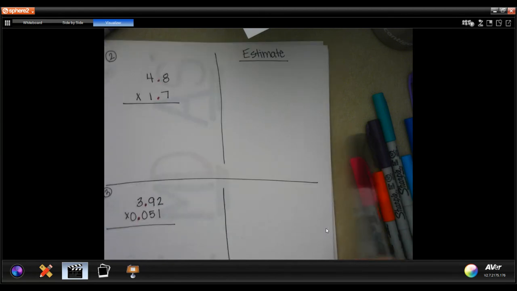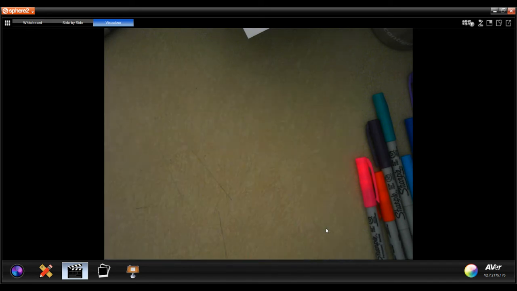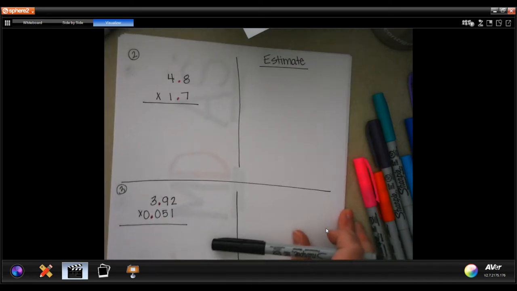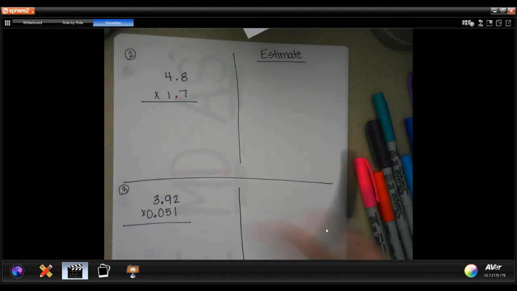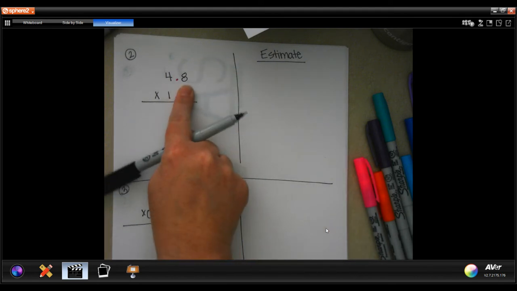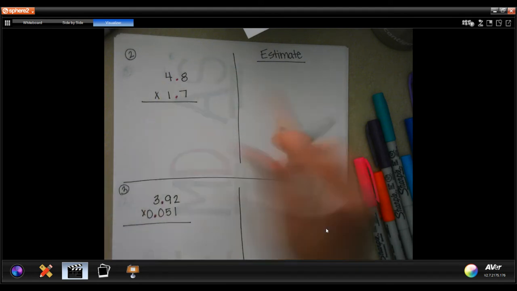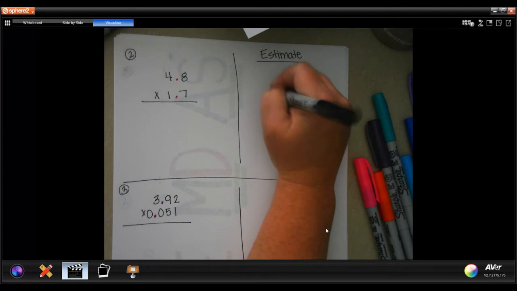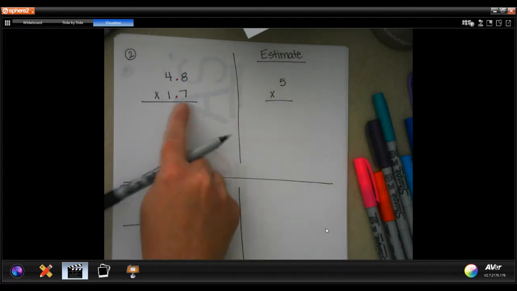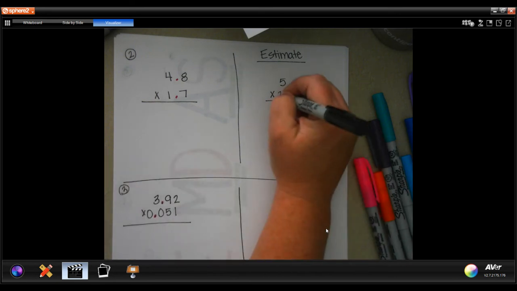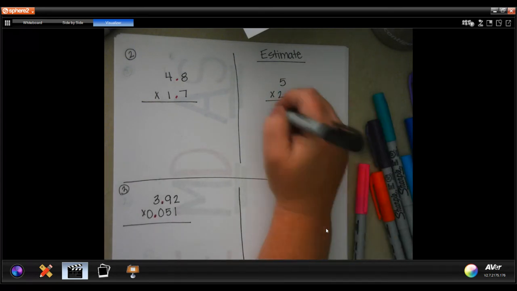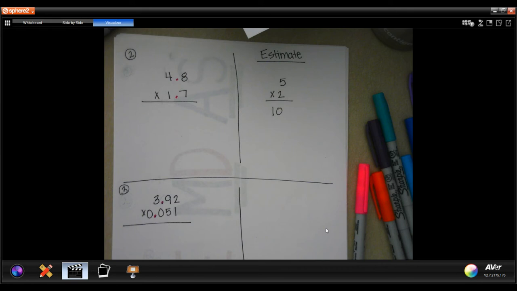Okay, all right, guys, we're going to go ahead and get started on number 2. Number 1 is always done for you. And so first it wants us to estimate. Well, this 8 tells the 4 to go up to a 5. So we have 5. 1.7. The 7 tells the 1 to go up to a 2 because it's bigger than 5. So now 5 times 2 is 10. So your estimate is going to be 10.